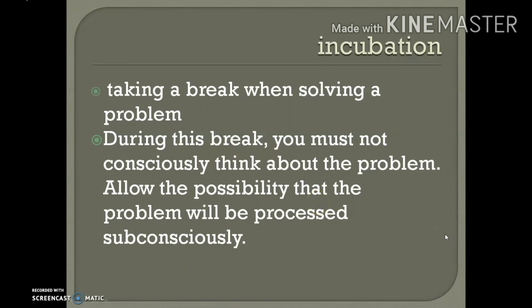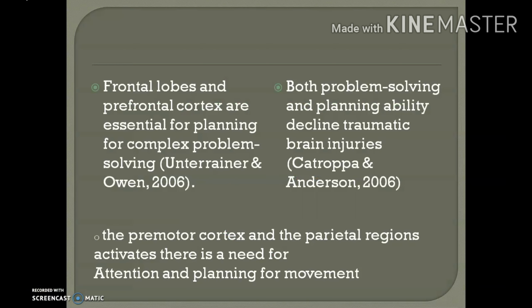stages of problem solving. Neuroscience of problem solving. Frontal lobes and prefrontal cortex are essential for planning and complex problem solving. Both problem solving and planning ability decline with traumatic brain injuries. The premotor cortex and the parietal regions activate if there is a need for attention and planning for movement.